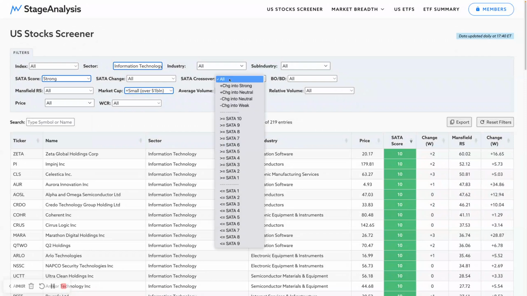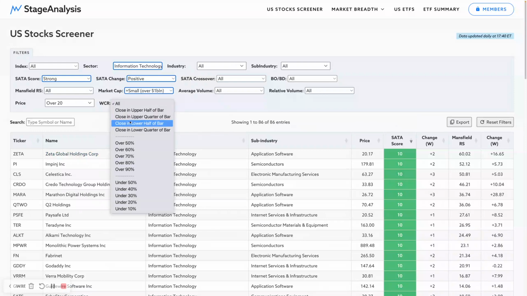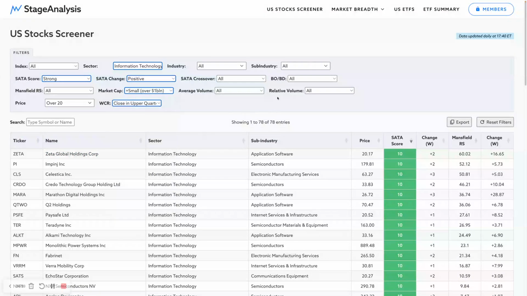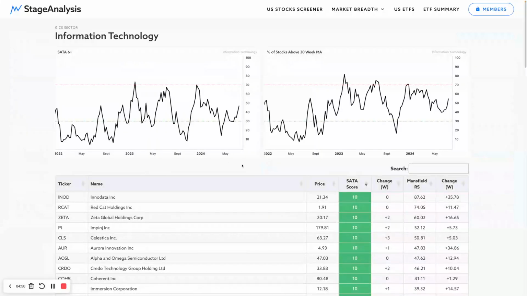you can run all the other filters, whether it's on a SATA strong, whether it's had a positive change this week, what the price is, if it's over 20 for example, closing in the upper quarter of the bar, relative volume, average volume, all the quality filters that we've got in here at the moment, which we'll be adding more technical filters to over time. But it's one way that we could use this information.